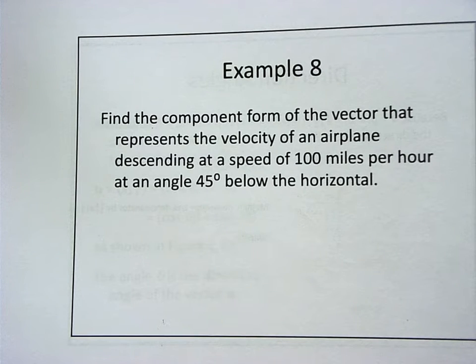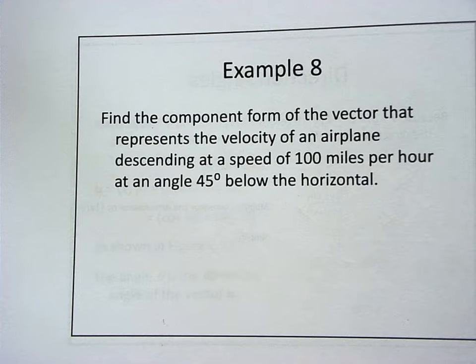I want to find the component form of the vector that represents the velocity of an airplane descending at a speed of 100 miles per hour at an angle 45 degrees below the horizontal. Now, if you're thinking about it in terms of a vector, the 45 degrees is the what? Angle of descent. But as far as a vector goes, what do we call it? Slope or direction. It's not actually slope, but it's direction. The magnitude then is the 100 miles per hour. So what I want to think of is that the length of the line represents that 100 miles per hour.